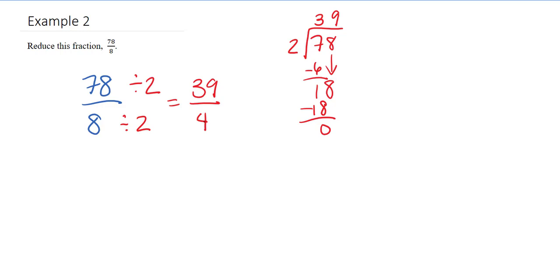Now, there's no more common factors because 39 can be divided by 3, but 4 cannot. So there's no more common factors, and we can't divide 39 by 4 to get a whole number. So we are done, and this is our reduced fraction.